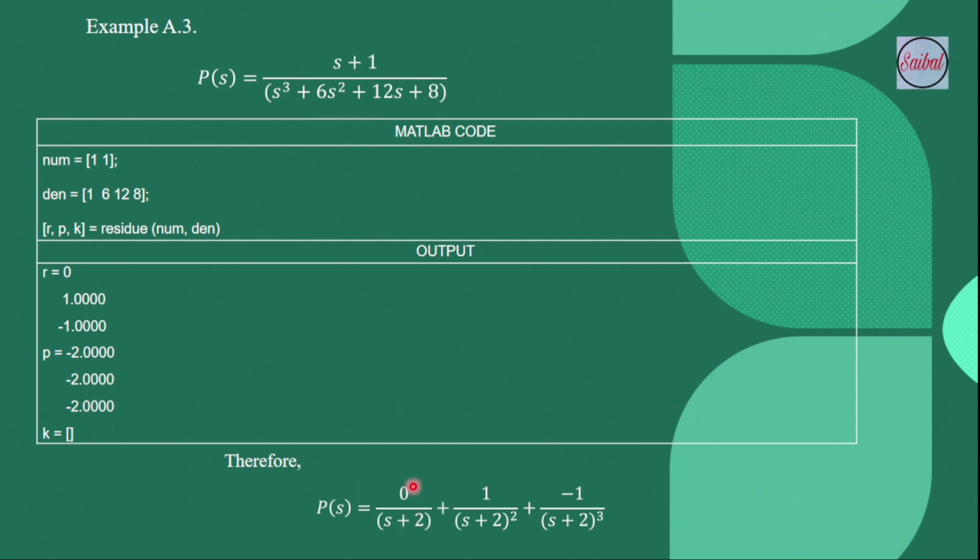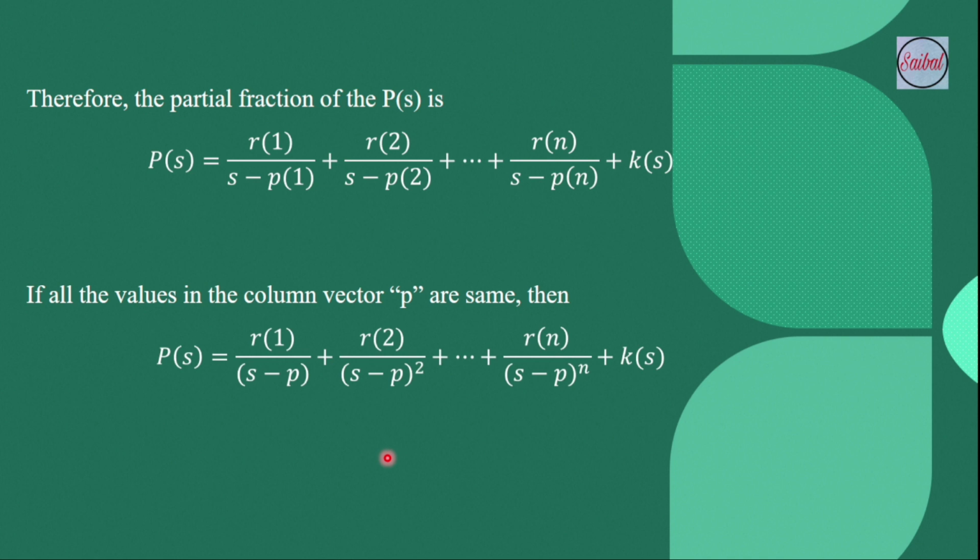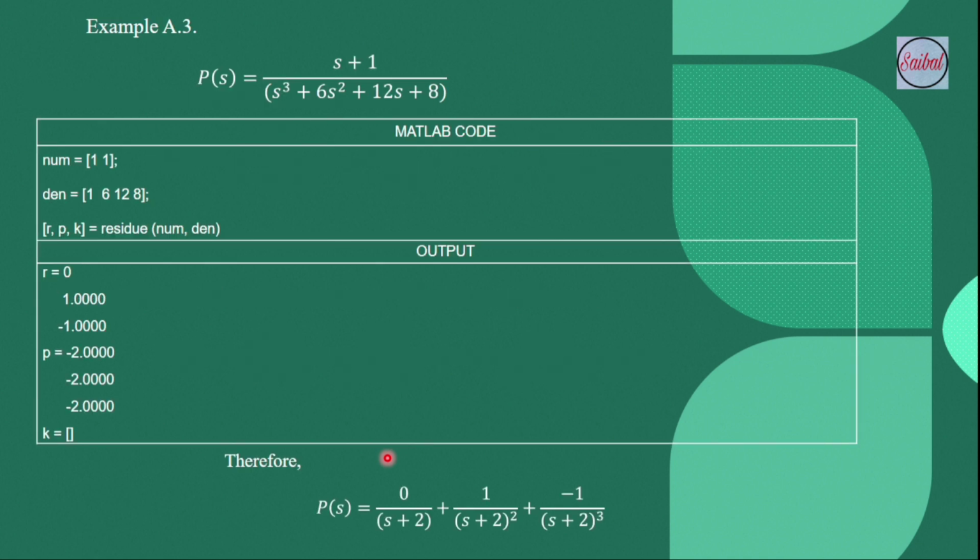So if it is in this cube form, you already know it will be a by something plus b by whole square up to s cube. So here you can see the first residue is 0, the second is 1, and the third is minus 1, so just put these values. And for the pole, here you can see s minus 2 is the pole minus 2, so it will be s plus 2, similarly s plus 2 whole square and s plus 2 whole cube. Okay, let's directly go to MATLAB.